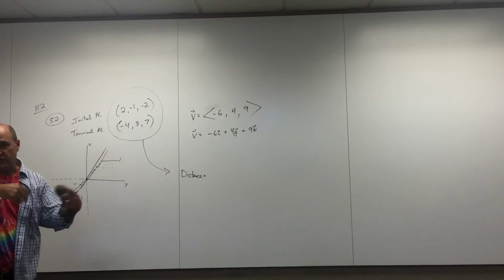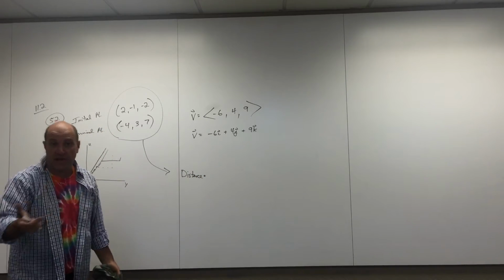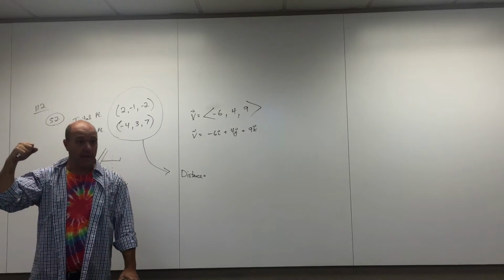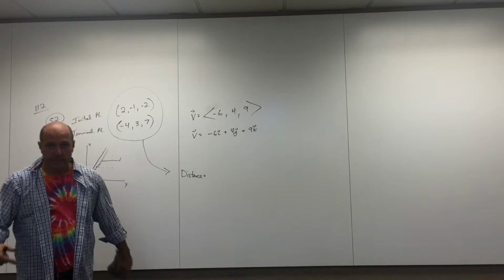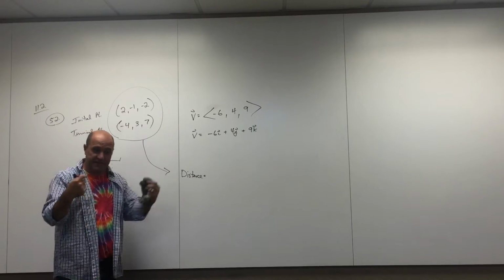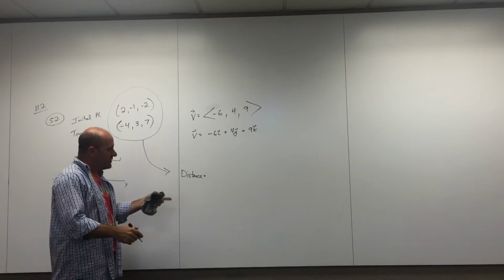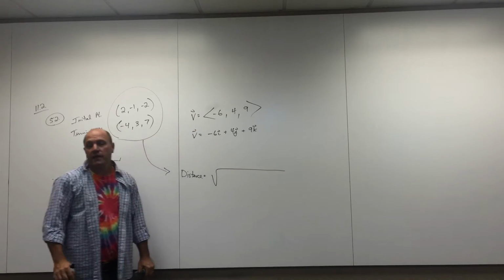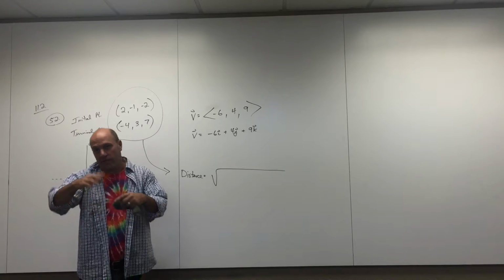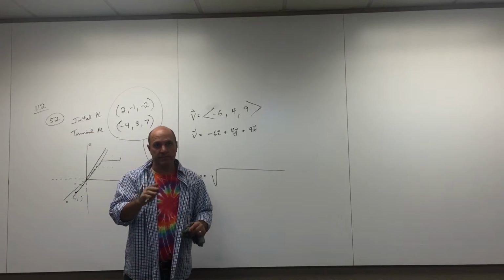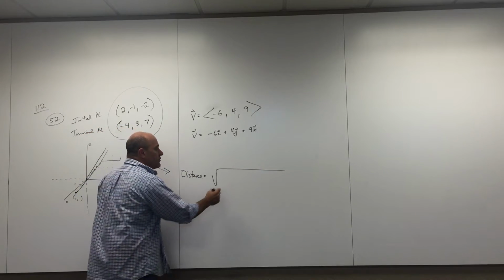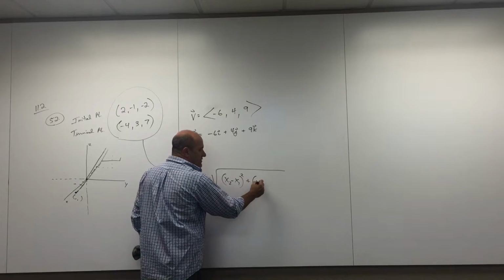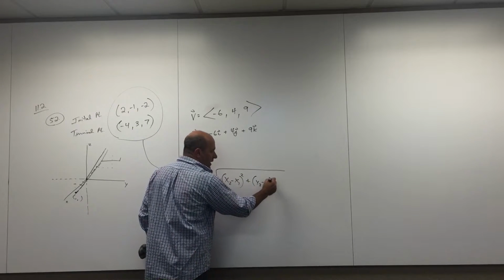I didn't mention this the other day, but when we got into 11.2 and we're in space, the book mentions the distance formula in 3D. That means maybe you should recall the distance formula in 2D. The distance formula was always the square root of the x2 minus the x1 squared plus the y2 minus the y1 squared.